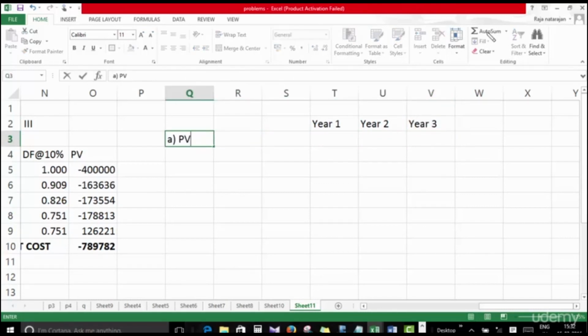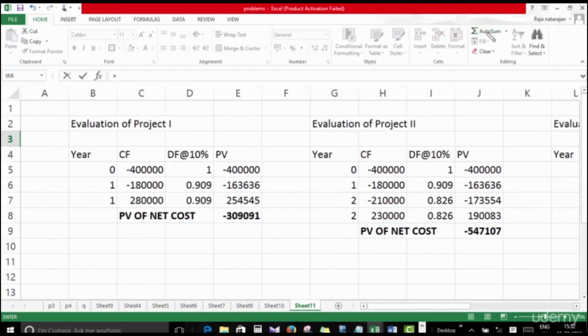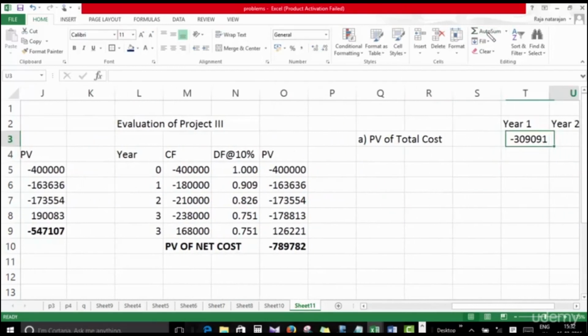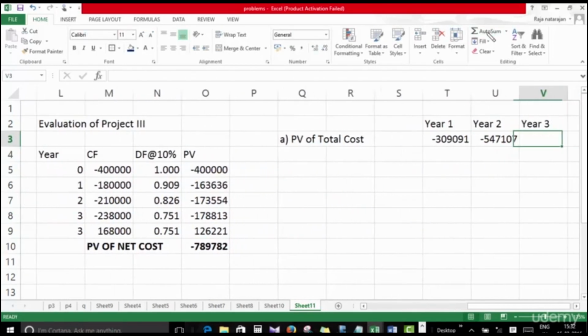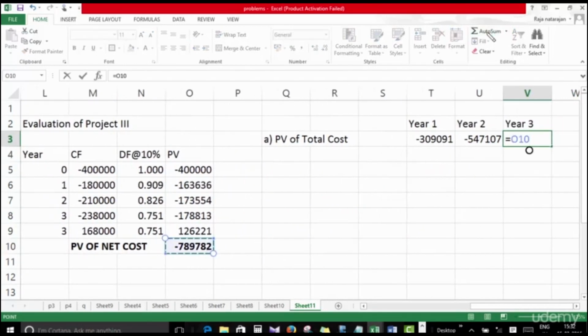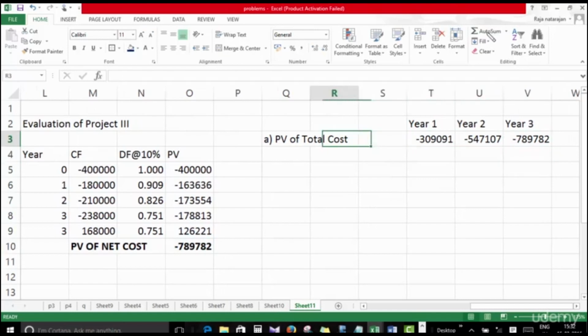So let us write what is the PV of total cost. What is the present value of total cost? If it is project 1, the present value of total cost is 3,09,000. If it is project 2, the present value of total cost is 5,47,000. And if it is project 3, it is 7,89,000. So this is the present value of total cost. Now, by looking at this, what you can understand is in project 1, the present value of cash outflows is lesser. In project 2, it is higher. In project 3, it is even higher.